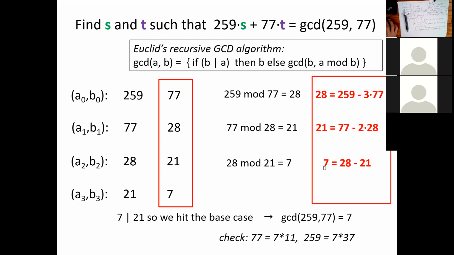And look at the following invariant. At every line, the new B is a linear function of the A and B. So the new B, which is 7, is a linear function of 28 and 21. In the next line, the new B, which is 21, is a linear function of 77 and 28. And here, the new B, 28, is a linear function of 259 and 77.